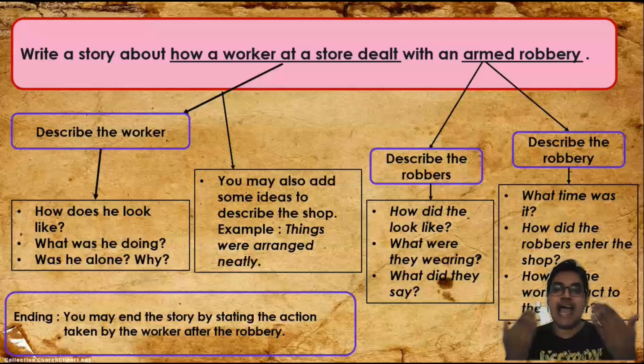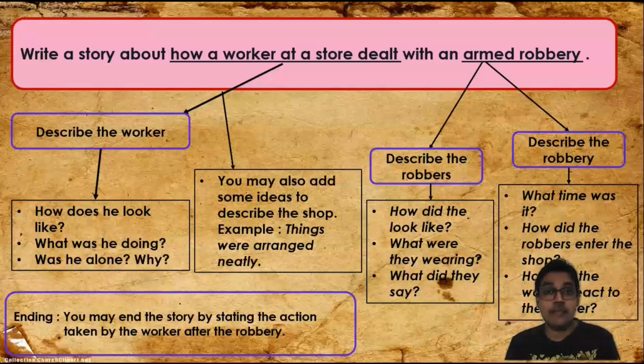So before you start writing, as a practice, you look at this question and try to play in your mind how you want to write your essay. What are the things that you want to add, keeping all these questions and ideas in mind. Now, this outline that I have given here can help you to write a 350 words essay. And at the ending, you may end the story by stating the action taken by the worker after the robbery.